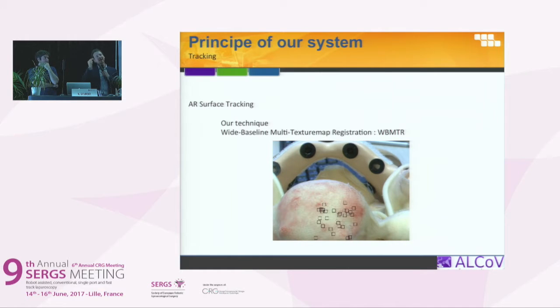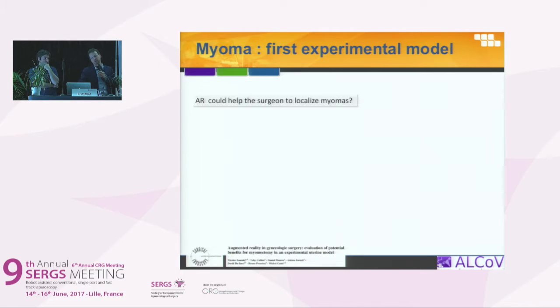And what we added is a biomechanical model. So we know how the uterus will be deformed during surgery, because of course there's a different shape between the MRI and during the surgery, especially for the uterus.